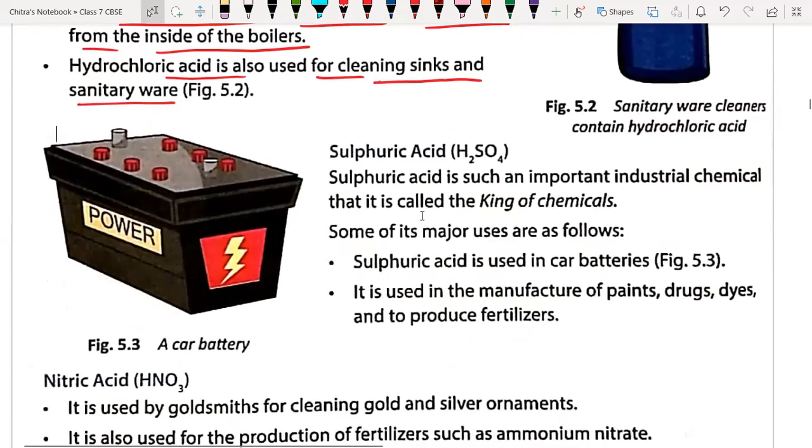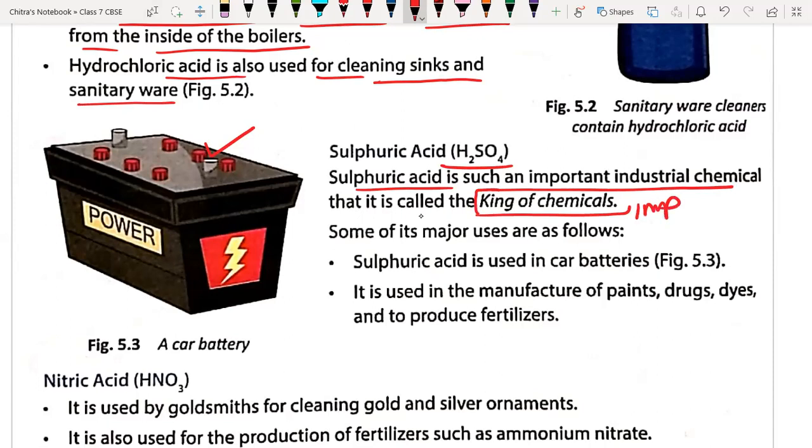Sulfuric acid is very useful. It is used in batteries. Sulfuric acid has the formula H2SO4. Sulfuric acid is such an important industrial chemical that it is also called the king of chemicals. Very important: sulfuric acid is called the king of chemicals.